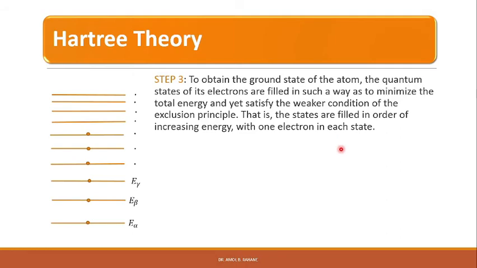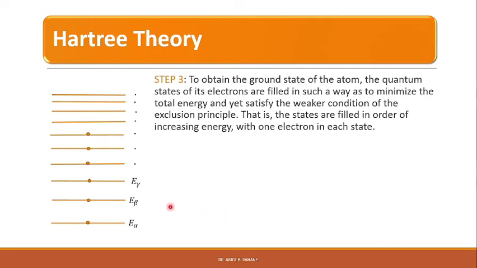the Pauli exclusion principle, which states that we have to fill each energy level with 2 electrons with paired spins. Right? However, we are not considering the stronger case of the Pauli exclusion principle. So here we satisfy the weaker condition of the exclusion principle only. That means the states are filled in order of increasing energy, and each state contains only one electron. That is the weaker condition of the exclusion principle, right?